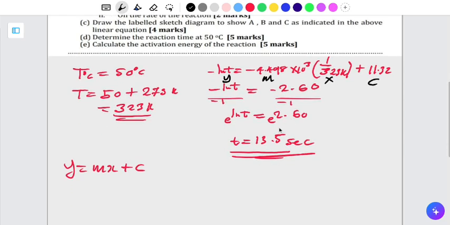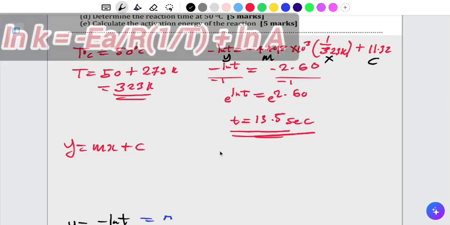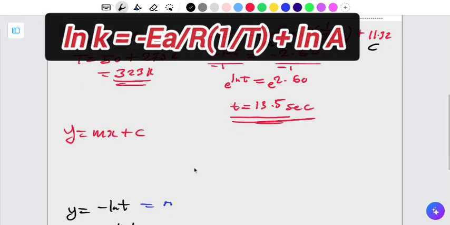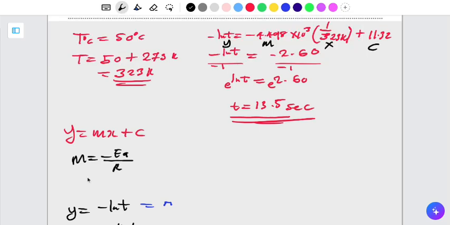If you see clearly here, the gradient is related to the activation energy. Since the gradient there was negative, we can just say the gradient is going to be equal to negative of activation energy divided by R. So where is this one coming from? Let me just show you where it is coming from.